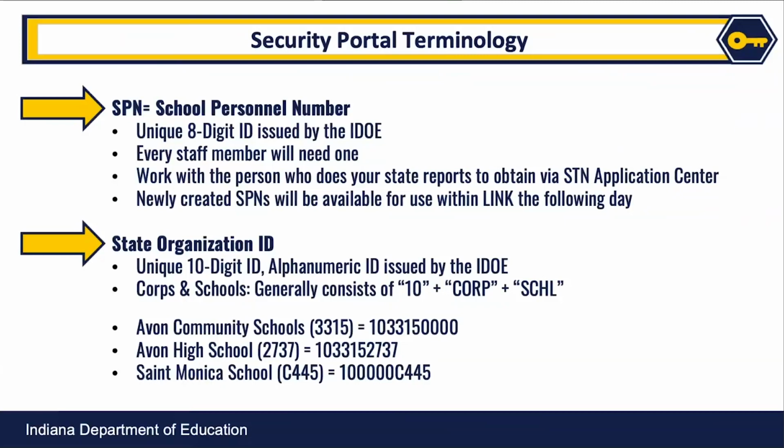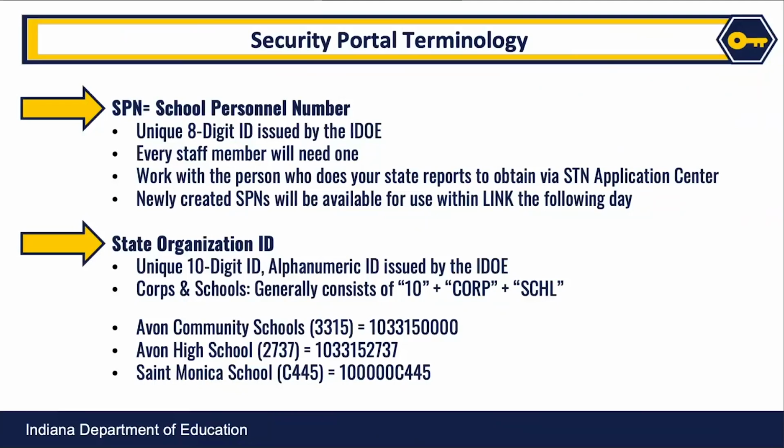Please note, for non-certified staff, the state reporting professional may request an SPN be assigned through the Application Center. For certified licensed staff, they must obtain the SPN from the staff's license or contact the DOE licensing department to obtain the SPN for the certified employee. Do not create an SPN for a licensed staff member via the SDN Application Center.